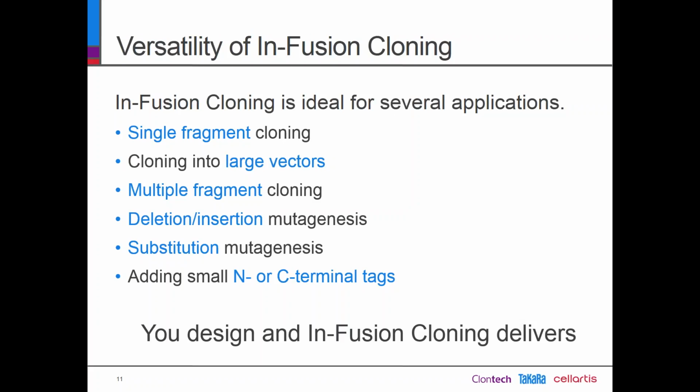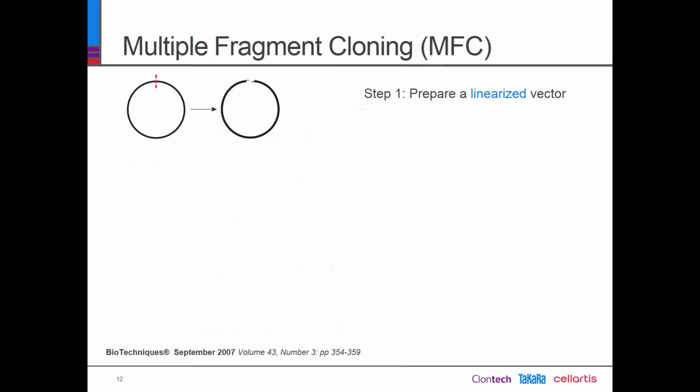Let's look at some of those applications, especially multiple fragment cloning, because this is really one of the big advantages compared to traditional cloning systems. You will save a lot of time, as I mentioned, because you don't need to subclone between the steps. You can do everything in one. So first, you prepare your linearized vector. Again, you can use restriction if you have a suitable restriction site, but you can also use PCR. With a good PCR enzyme, you can amplify the whole vector. And by designing the primers correctly, you can linearize the vector basically at any site that you choose.